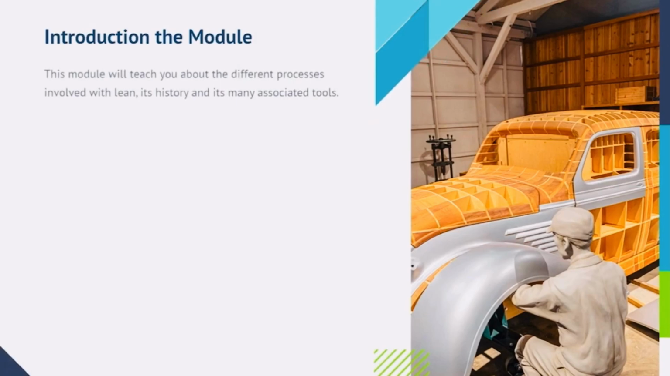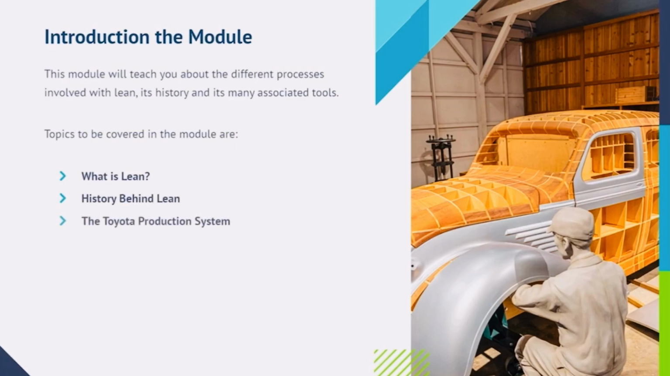Introduction: the module. This module will teach you about the different processes involved with Lean, its history and its many associated tools. Topics to be covered in the module are: what is Lean? History behind Lean. The Toyota Production System. The TPS House. Lean tools.